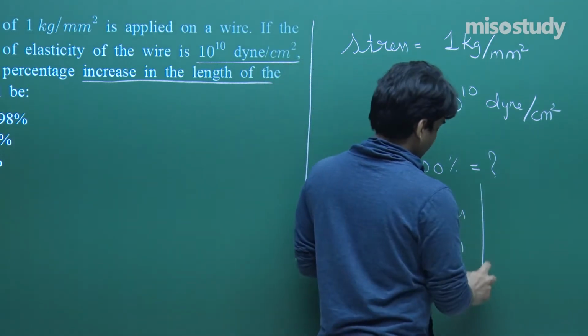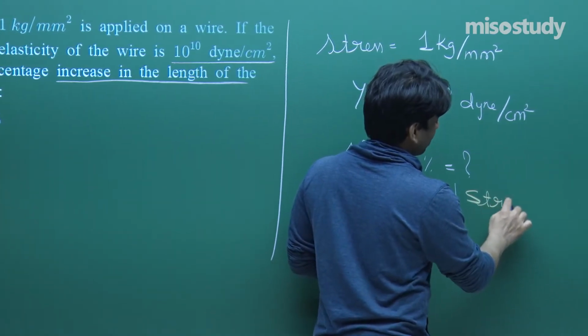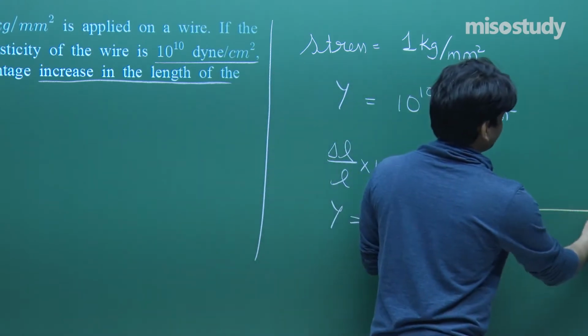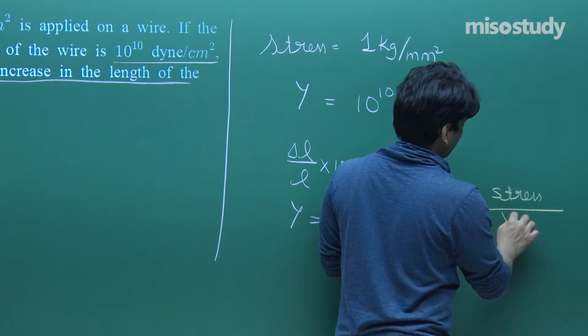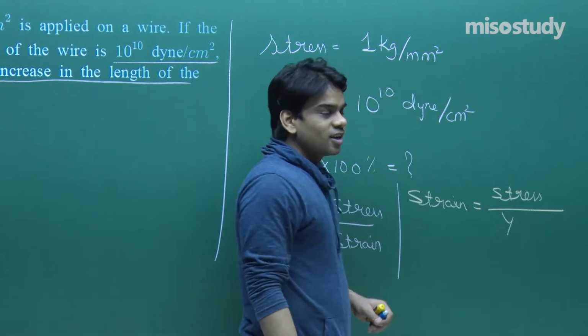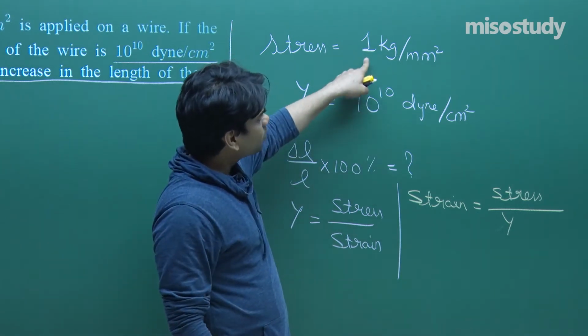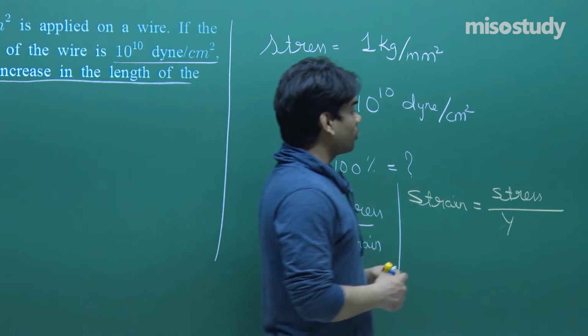So from here, if we try to find the value of strain, it will come out to be stress divided by Young's modulus, let me write that as Y. Now stress is 1 kg per square mm. Can we write this as 1 kg, and convert the square mm into centimeter? See what we are going to get.